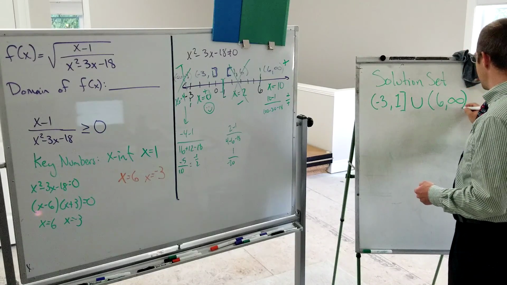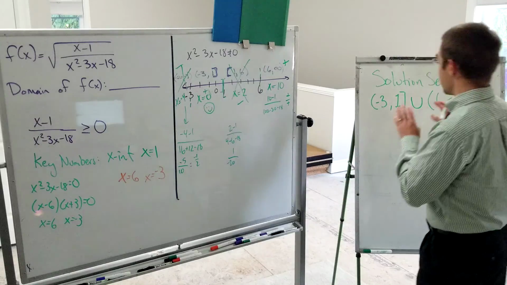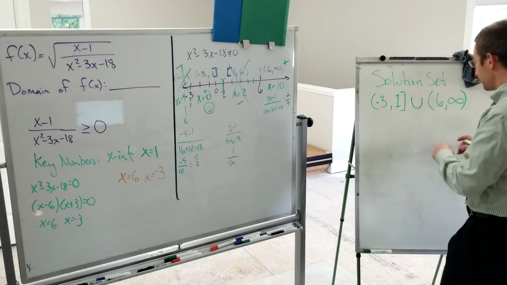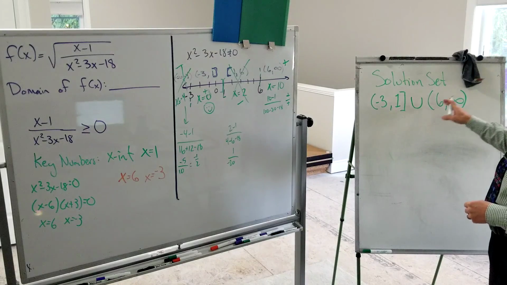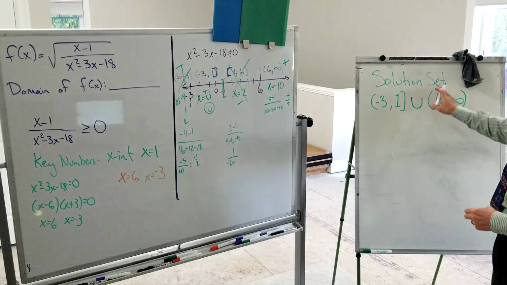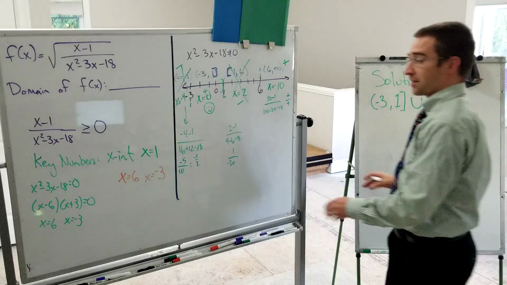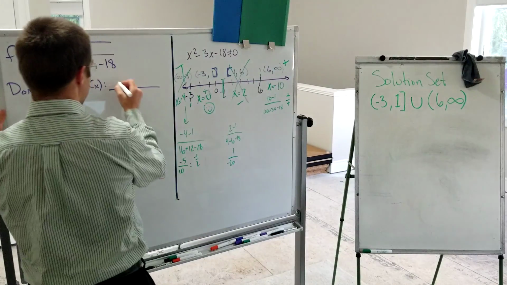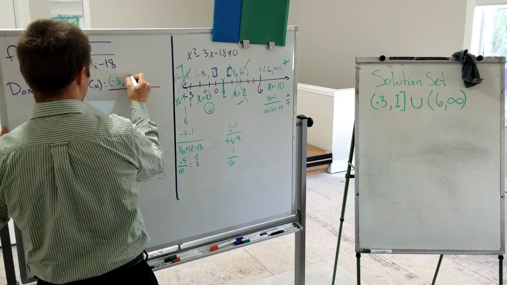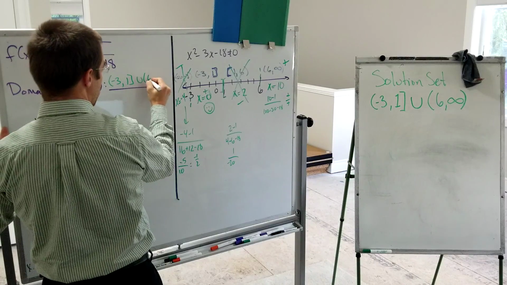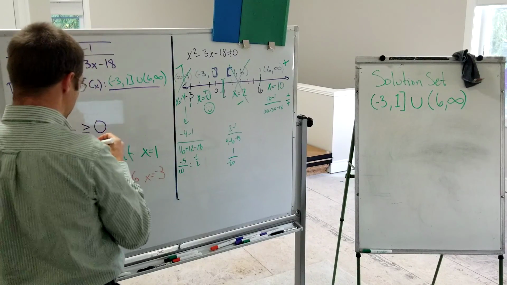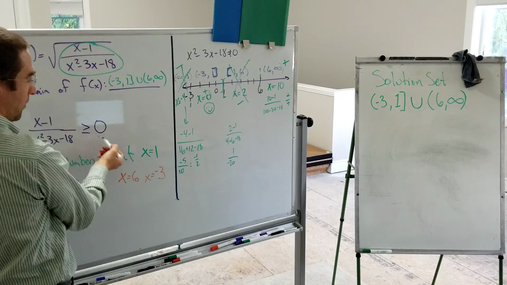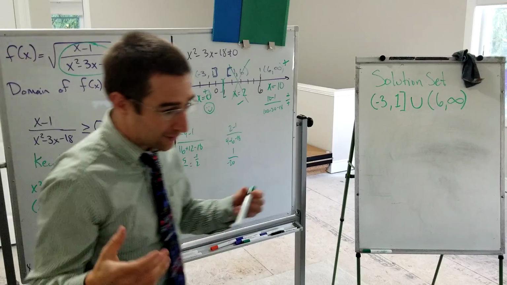So the domain of this function is all the x numbers between negative 3 and 1, including 1, and then greater than 6, right? We don't have the bracket on the 6 because 6 makes the denominator equal 0. So the domain here is negative 3 comma 1 union with 6 to infinity, right? Basically, it's just whenever this is greater than or equal to 0.